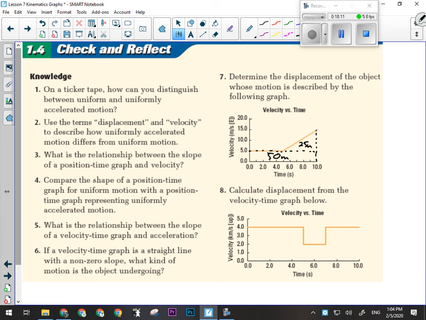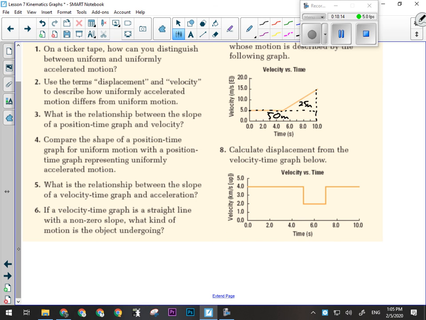And then, for this graph here, calculate the displacement from the velocity versus time graph below. So we've got, we're traveling at 4 meters per second for 5 seconds. So that's going to be 20 meters there. And then we've got this portion where we only go 2 meters per second for another 2 seconds. So that's going to be 4 meters there, and then we go 5 meters per second for the last 7 seconds, so that's another 15 meters. So we're looking at 39 meters, or 39 kilometers up, because this is kilometers per second.